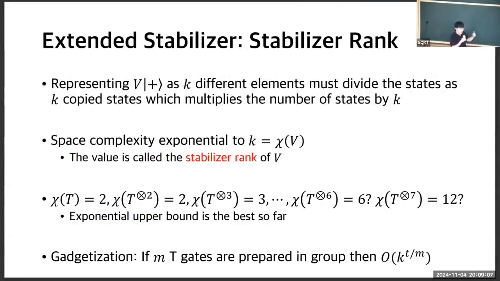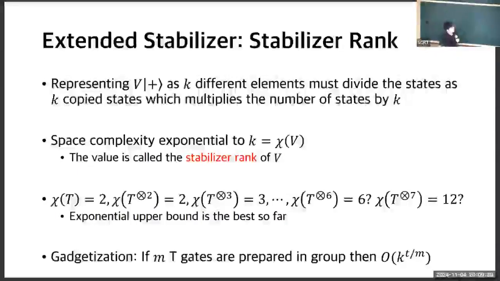So for example, as I said, the stabilizer rank of T would be 2, and T squared would also be 2. So we are just finding that, but there's no general formula for this. So we can just make trial and errors to find a more efficient one to simulate. And the best one here would be the T6 here, and that makes 6 stabilizer states.